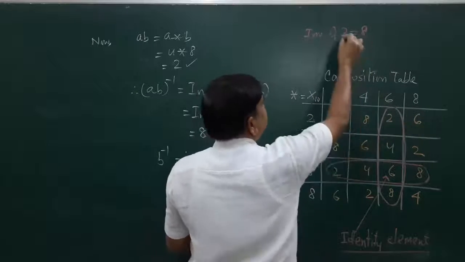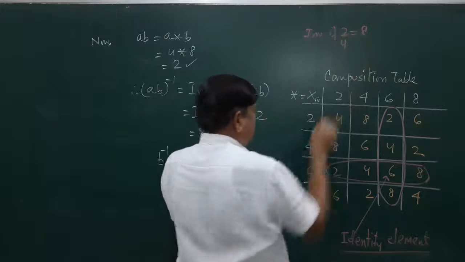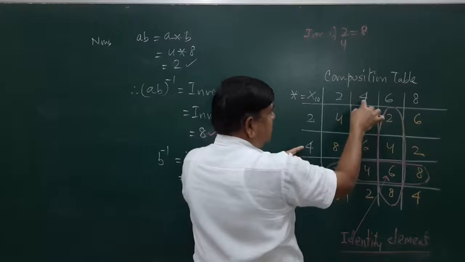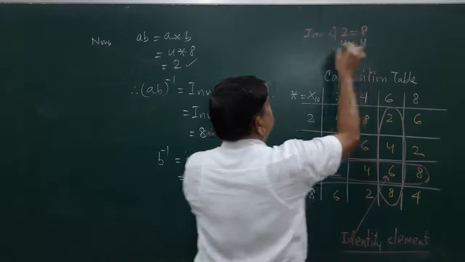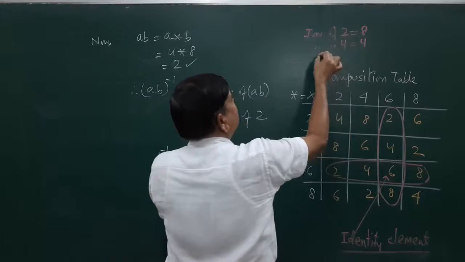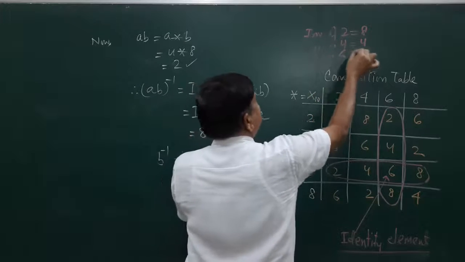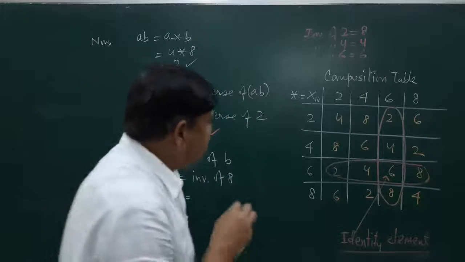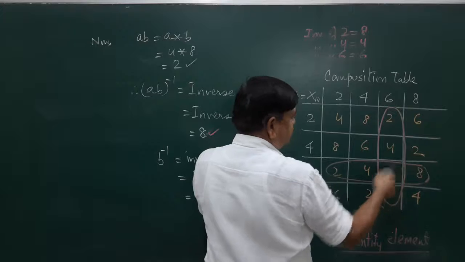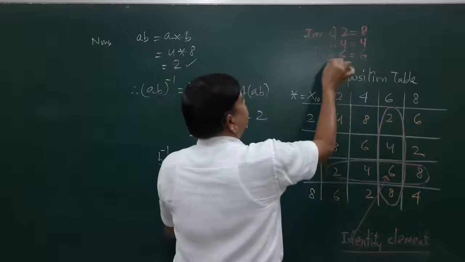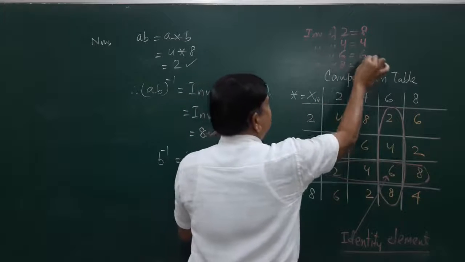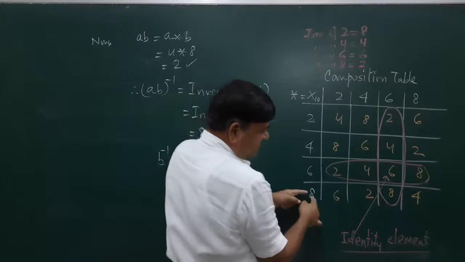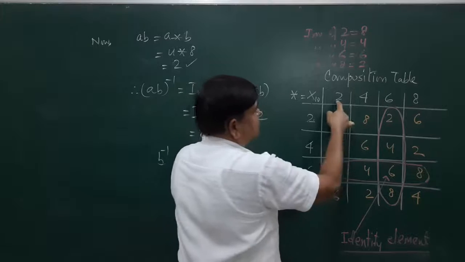Inverse of 4. Identity is visible here. So the inverse of 4 is 4. The inverse of 6 is 6. The inverse of the identity element is the identity element itself. And the inverse of 8 is 2. The identity element here is this one.